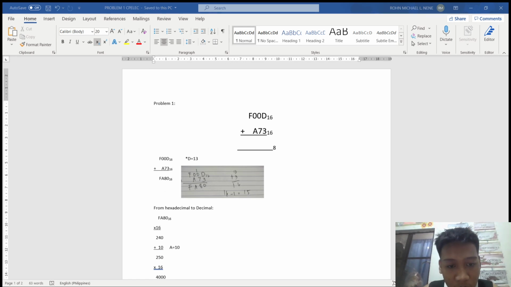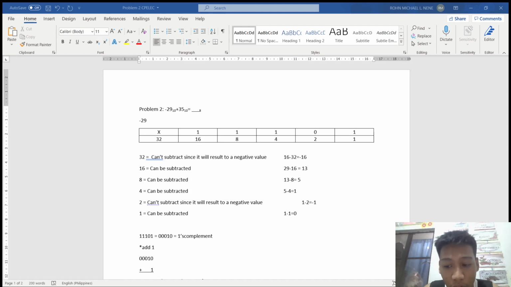Then for the next problem, problem 2, change. For problem 2, we have a problem here, negative 29, which is in decimal, will be added to 35, which is also in decimal, but the answer should be in octal.